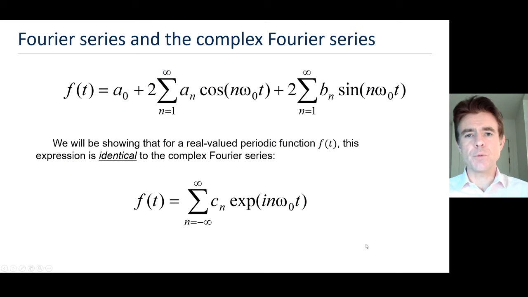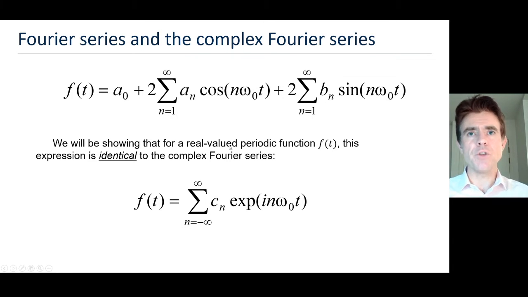So there on the top of the slide is the standard expression for the Fourier series. We're basically saying that a real periodic function can be expressed as a constant offset term, cosine 0 multiplied by a0, plus an infinite number of cosine terms of increasing frequencies from 1 to infinity, plus an infinite number of sine terms with increasing frequency from 1 to infinity.